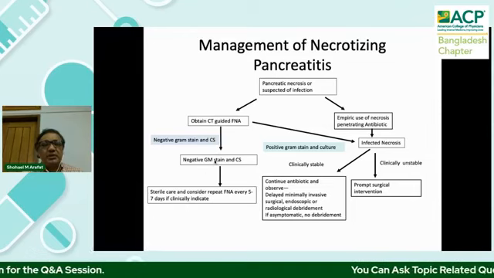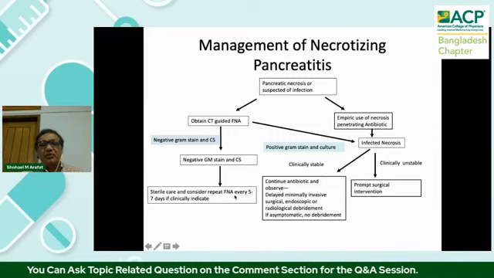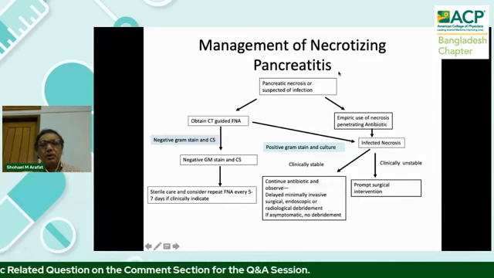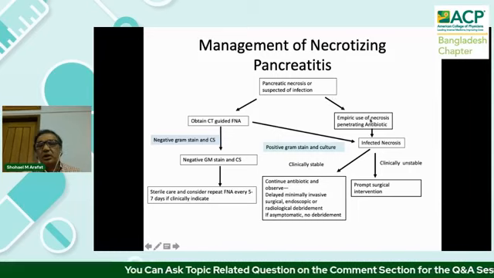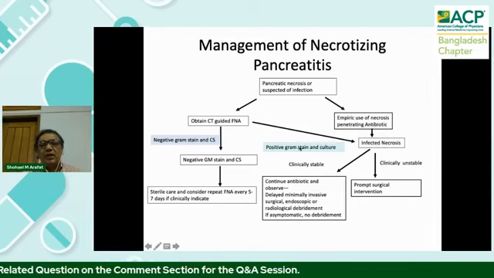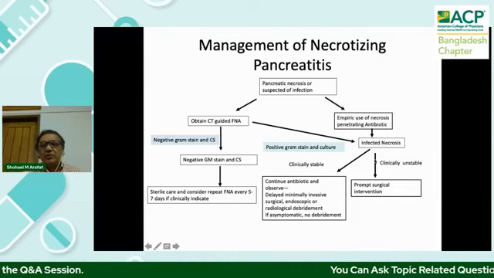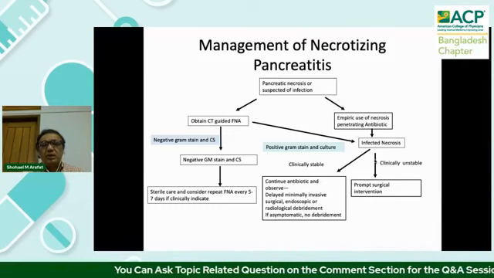If it is negative, then it is sterile necrosis and the patient does not need any antibiotics. We can repeat the FNAC every 5 to 7 days. This is the usual trend. If the Gram stain and culture are negative, with no organism, we repeat the aspiration, which is good enough to manage this patient. But if there is infected necrosis, then we have to start the antibiotics and continue. If the patient is clinically unstable, then we have to take help from our surgical colleagues. But if he is stable, we continue antibiotics.